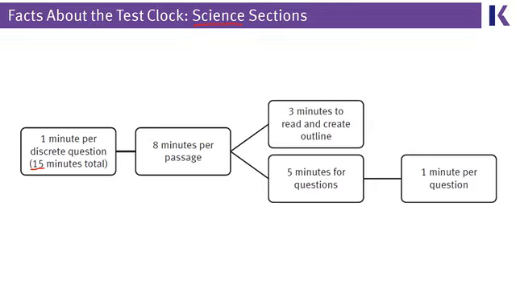By the time you finish that first pass, you should be about 15 minutes into the section. Then that will leave you 8 minutes for every passage, which you should divide into 3 minutes of reading and outlining and 5 minutes for the questions. And since there are 4 to 5 questions per passage, that's about 1 minute per question. Not that hard to remember, 1 minute per question.